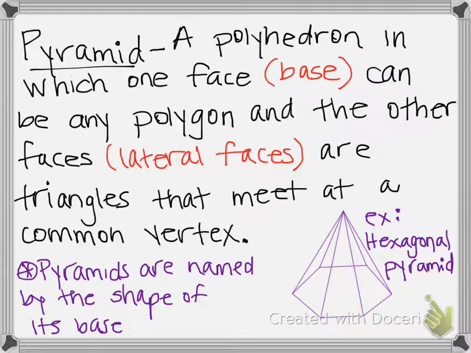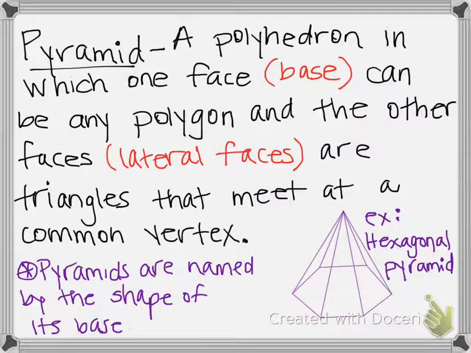Here's its definition. A polyhedron, which is a word we've discussed in the past. It's a three-dimensional figure with flat sides, in which it only has one face that can be any polygon. That's called our base. And then the other faces, called the lateral faces, are triangles that all meet at a common vertex right up on the top. So pyramids are named by the shape of their base.